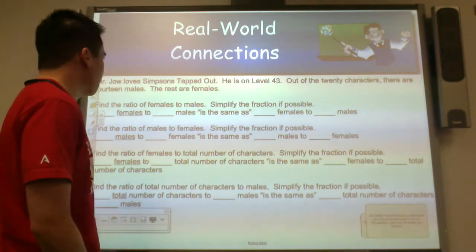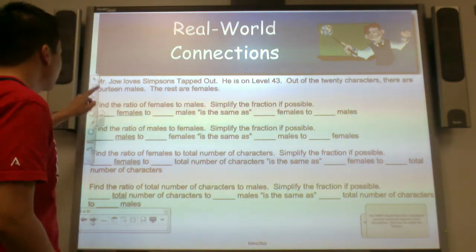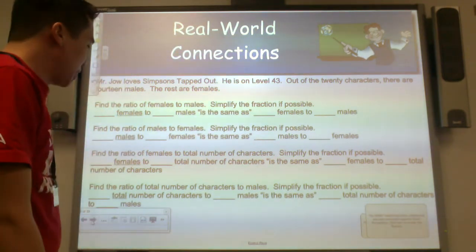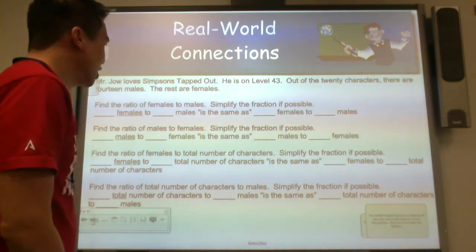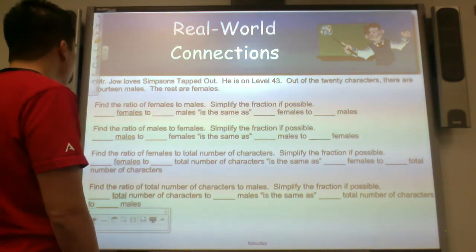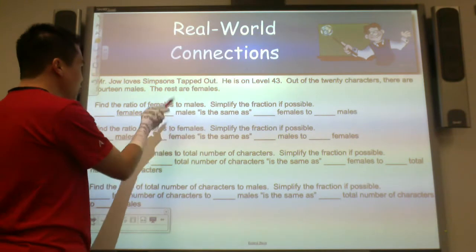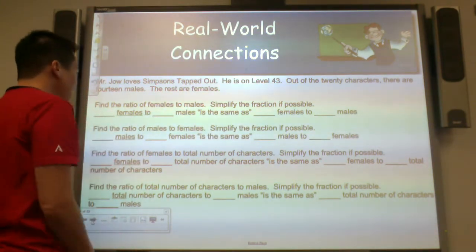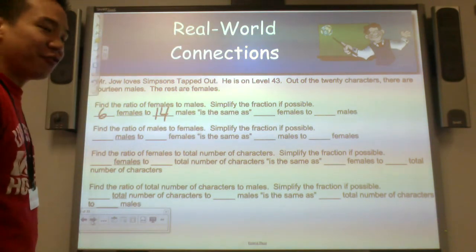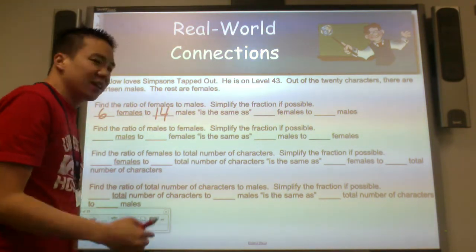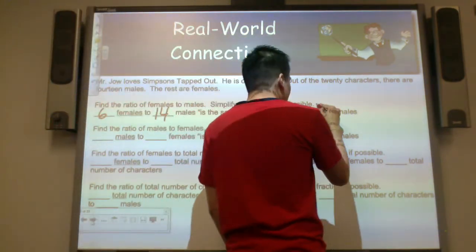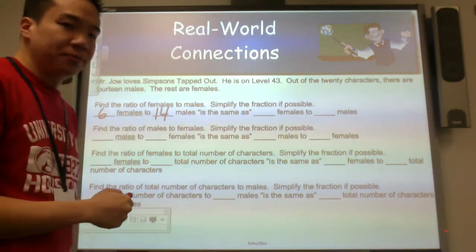Out of 20 characters, there are 14 males, the rest are females. Find a ratio of females to males. Simplify the fraction if possible. So let's see, how many females are there? If there are 20 characters, 6 of them must be females to 14. So 6 females to 14 males. What's another way of saying that? Isn't it the same thing as saying 3 females to 7 males?